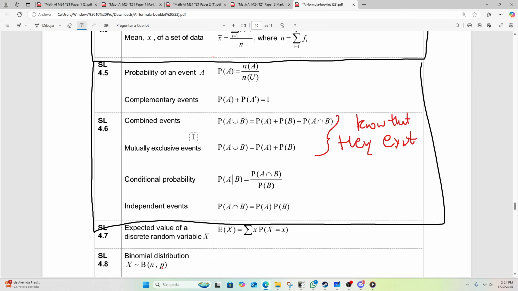Because in my experience, what happens is that every once in a while the IB likes to put something that's like, are these events mutually exclusive? Are these events combined or not? Are these events this or that? And this is your way to prove it. Because if they are mutually exclusive events, this has to be true. Okay? What's the other thing I can mention?